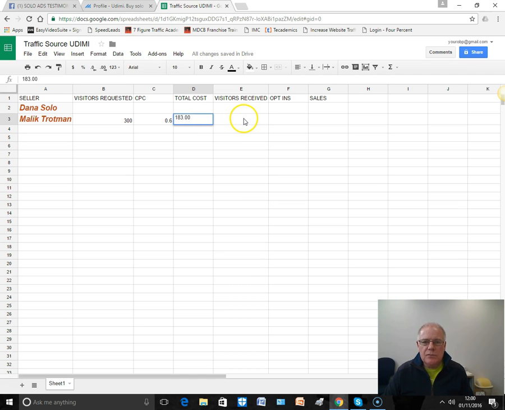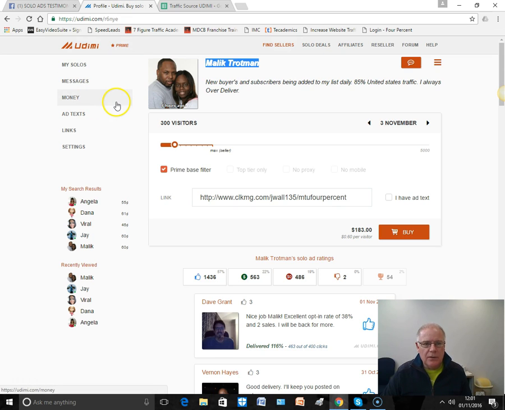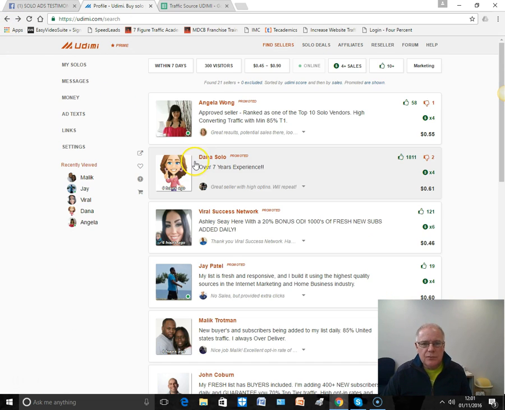Right, so these columns are here for when the order's been processed. You'll be able to tell how many he's actually sent you, whether it be the exact amount or he's over delivered, which is always a good option with some of the solo ad vendors. How many opt-ins you had from your 300 visitors, and how many, if any, were sales. So these three columns we can't do anything with at the moment, but in the future they'll be very useful for feedback, etc. So we'll just nip back and do the same for Dana, so we know what's what.